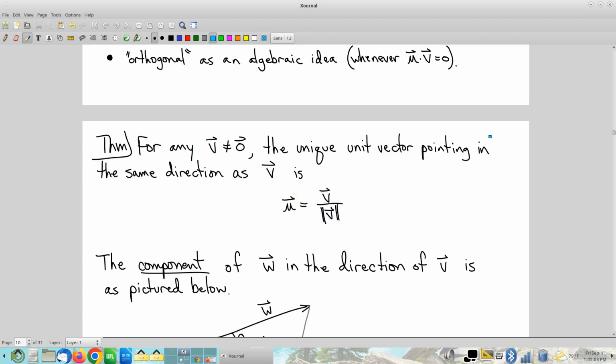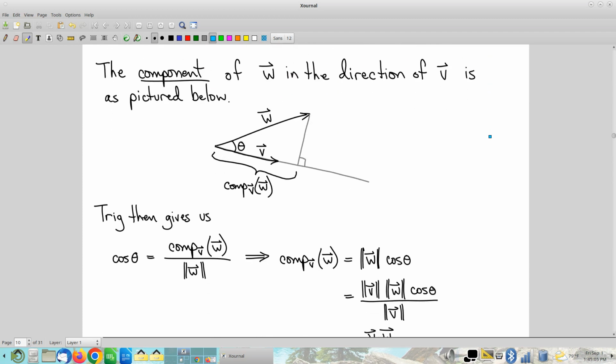Alrighty, so new idea of something called a component. If you have a direction, specifically a direction that's defined by a vector, not necessarily a unit vector, just any vector, whatever.